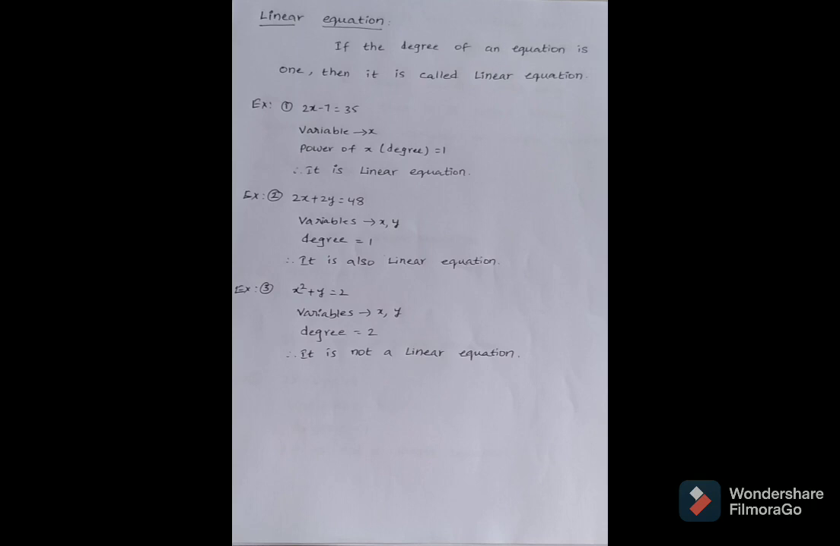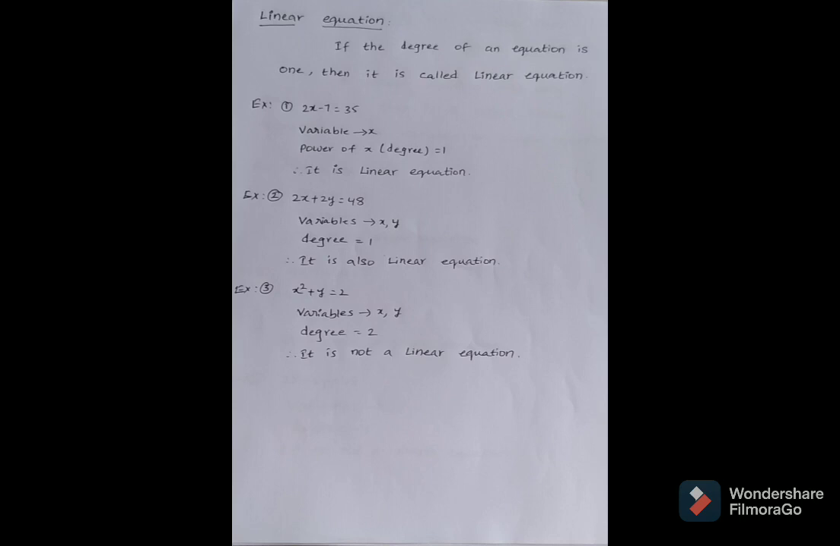Here the variables are x and y. In this expression, two terms are there. First term 2x. So power of x equals 1. And second term 2y, in 2y the power of y is also 1. So the highest power is 1. So the degree of this equation is 1. So it is also a linear equation.